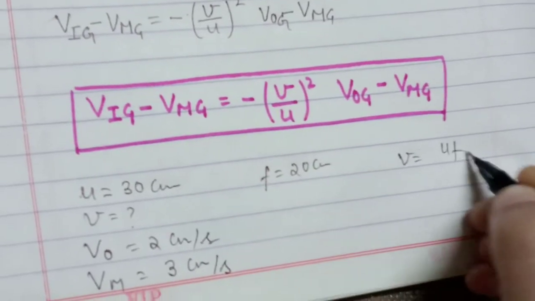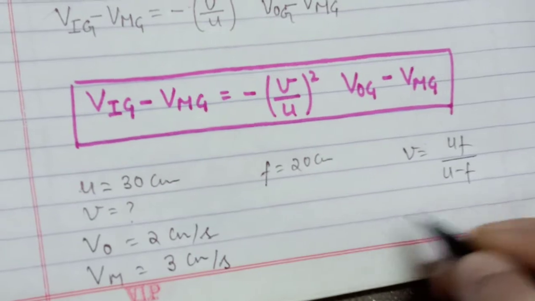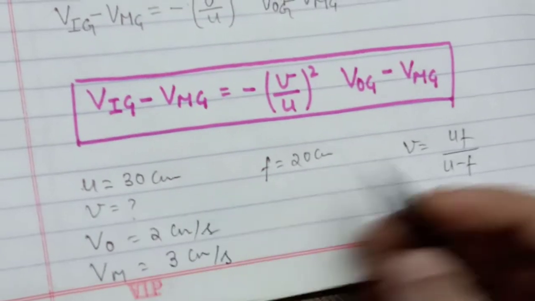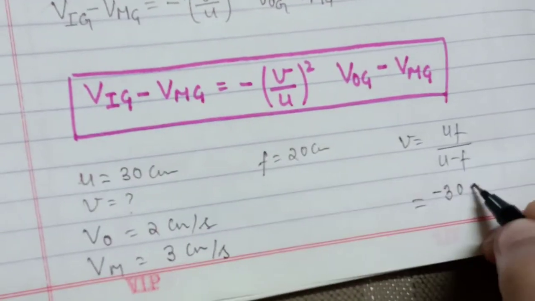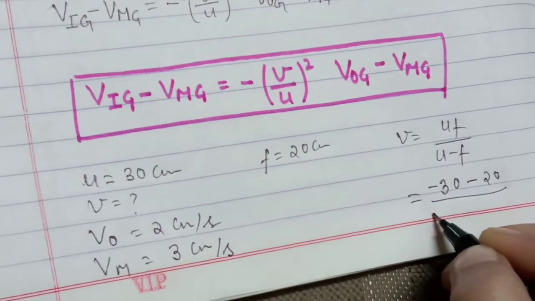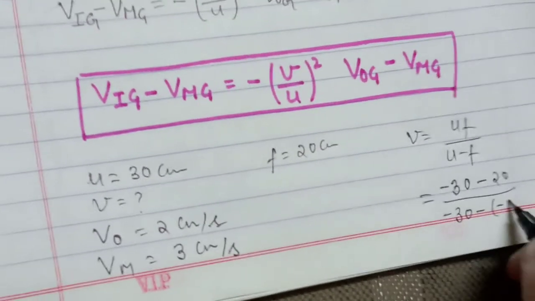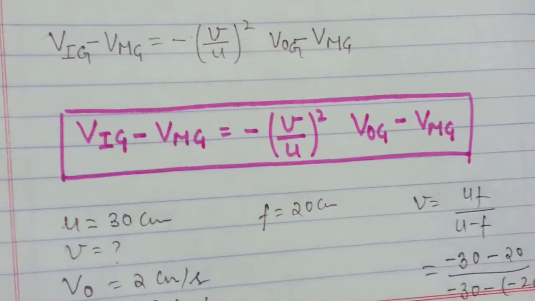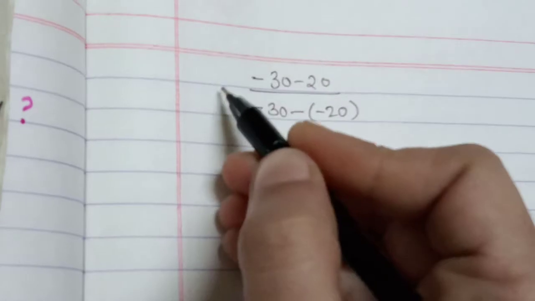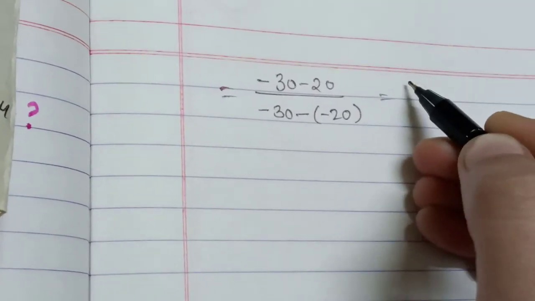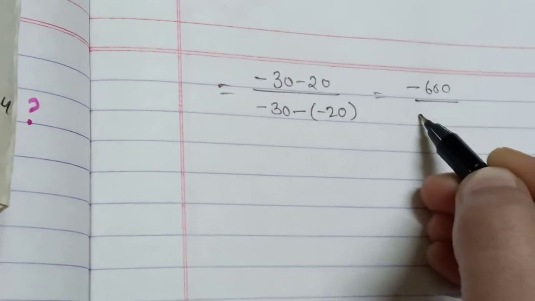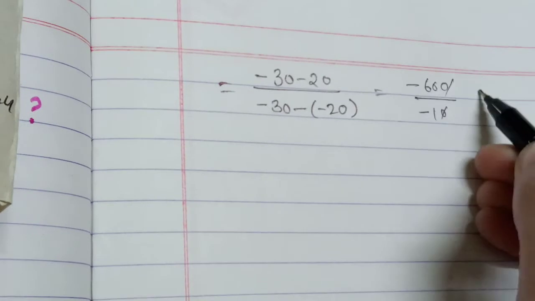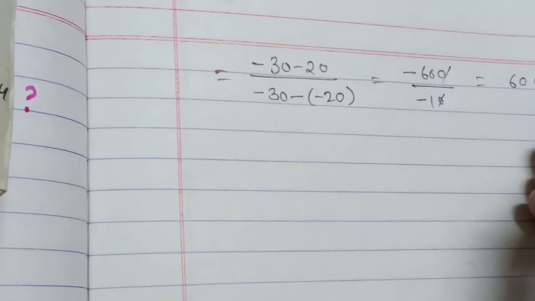For this, uf upon u minus f, we will apply the direct formula. The value of u is equal to minus 30, minus the focal length, which is also minus 20, so minus 30 into minus 20 upon minus 30 minus minus 20. Okay, so after solving this, minus 600 upon minus 10, so this is 60 centimeter.